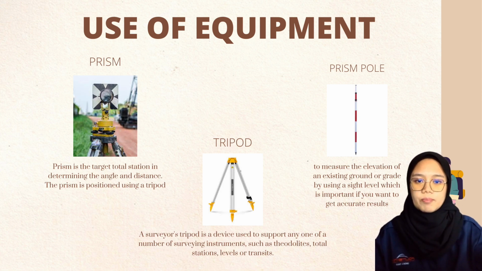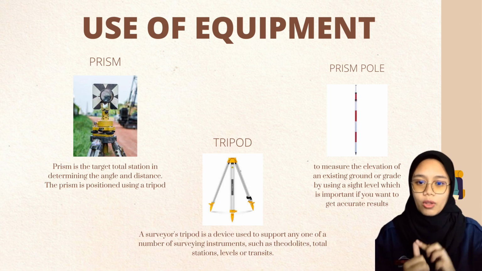In this slide, I will present the use of equipment. First one is the prism. The prism is a target for the total station in determining the angle and distance. Next is the tripod. A surveyor's tripod is a device used to support any one of a number of surveying instruments such as theodolites, total stations, levels or transits.